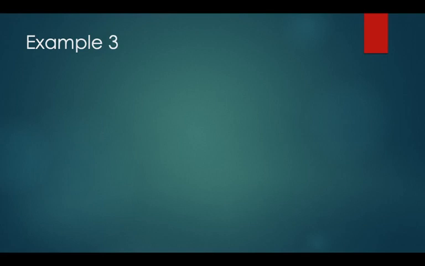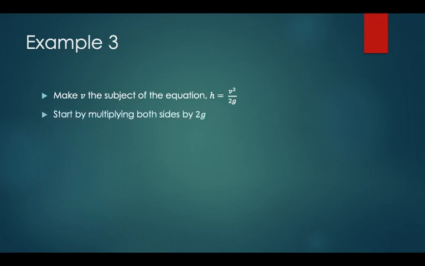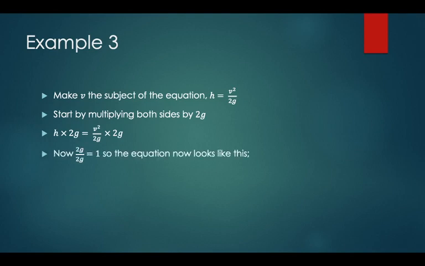Example number 3. Make V the subject of the equation. So H equals V squared divided by 2G. Start by multiplying both sides by 2G. So H times 2G equals V squared over 2G times 2G. Now 2G over 2G is equal to 1, so the equation should now look like this. H times 2G equals V squared.